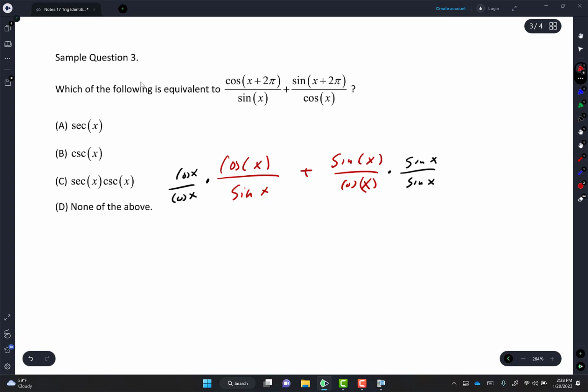Make sure you put cosine x over cosine x, because some of you have the habit of just writing times sine x and times cosine x. Don't do that. It needs to be a 1. It needs to be a numero uno. It needs to be a Juan.